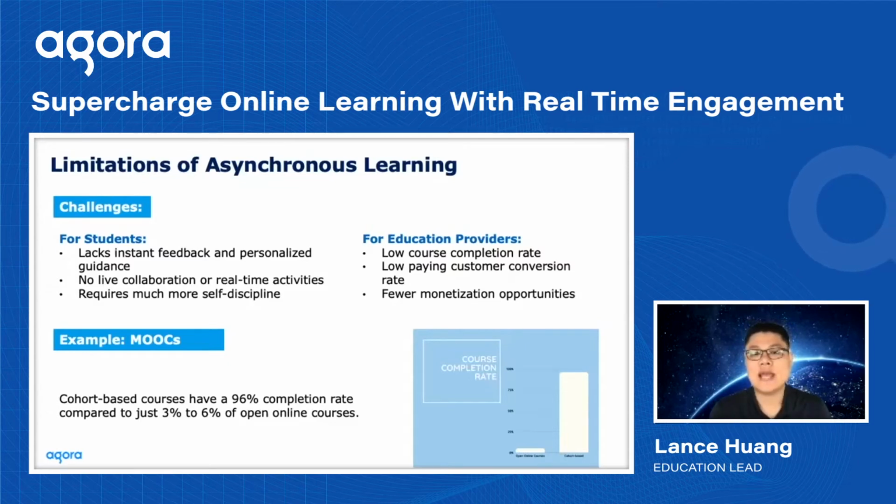And there's no lack of examples of this in the commercial setting. For example, MOOC providers. According to a recent study by researchers at MIT, cohort-based courses where there are actual human interactions between the students and also the teachers have a 96% completion rate compared to just 3 to 6% for open online courses. Another example can be Duolingo, which is a fantastic learning app.